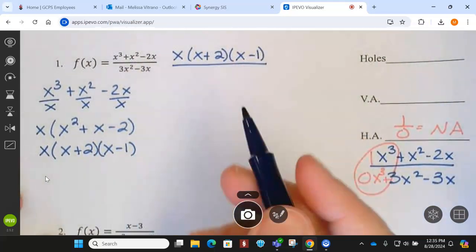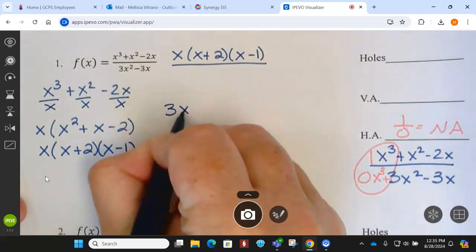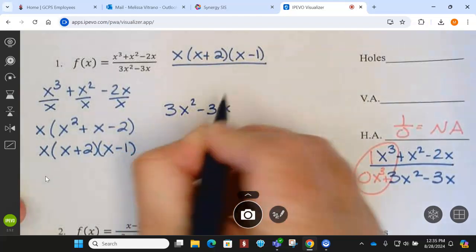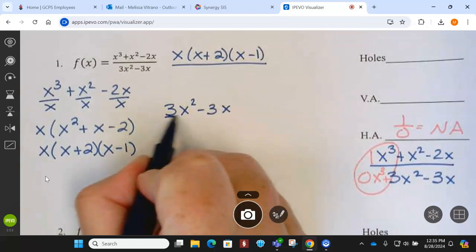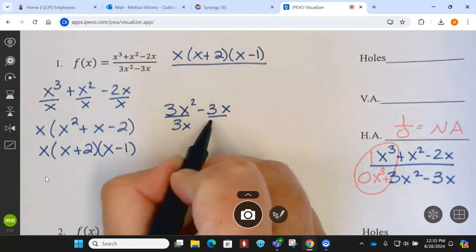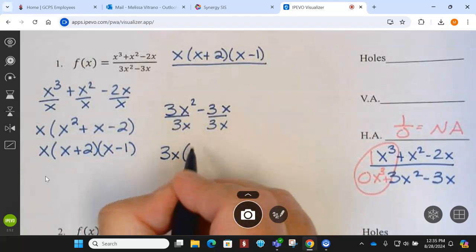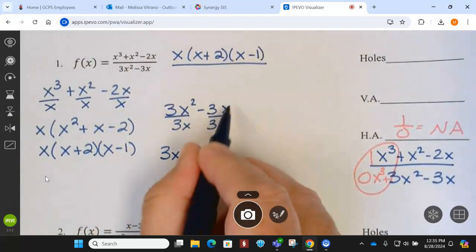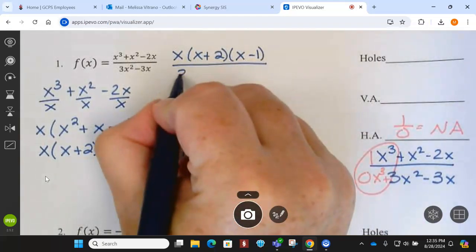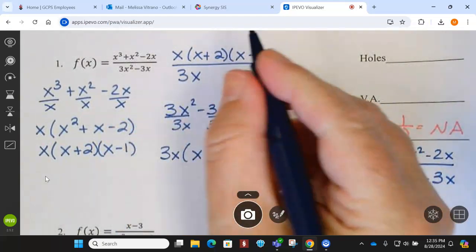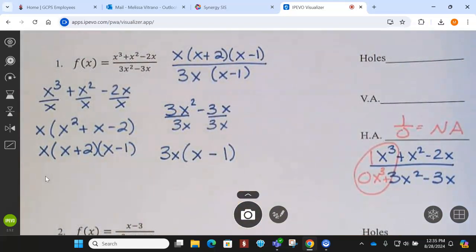Now, we're going to do the same for the bottom. 3x squared minus 3x. Notice they both have a 3, and they have an x. So we're going to take out a 3x from both. So I'm left with an x minus, remember, when all the things cross out, we're left with a 1. So 3x and x minus 1.